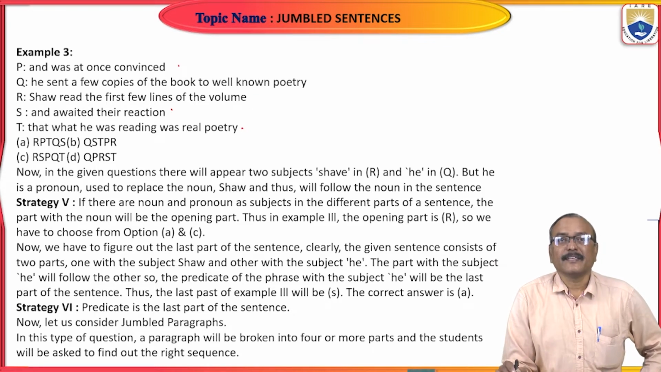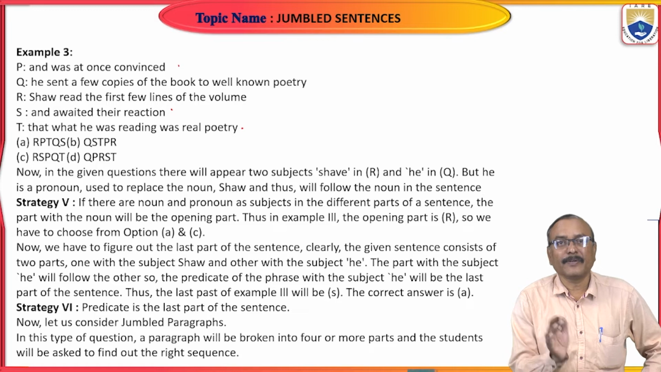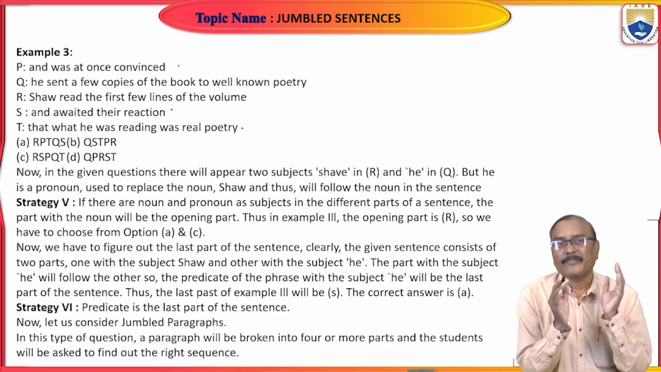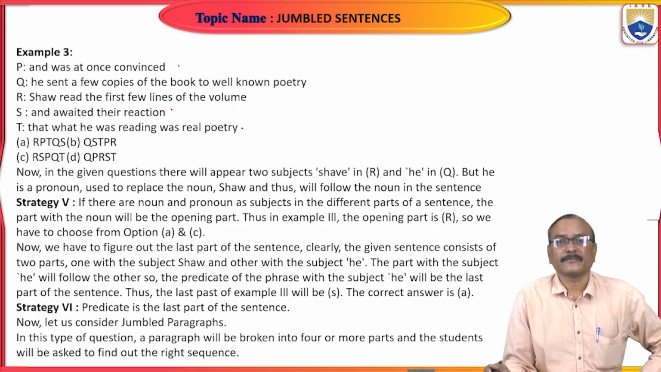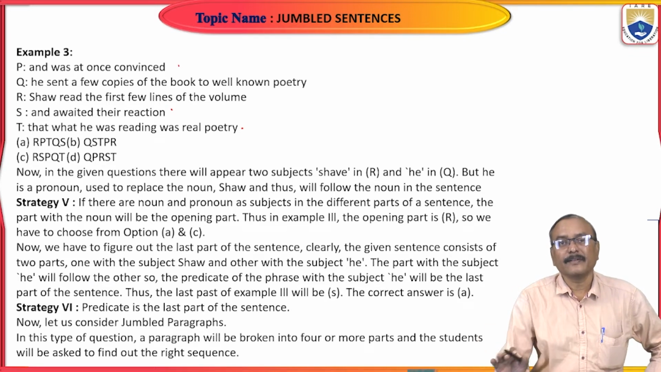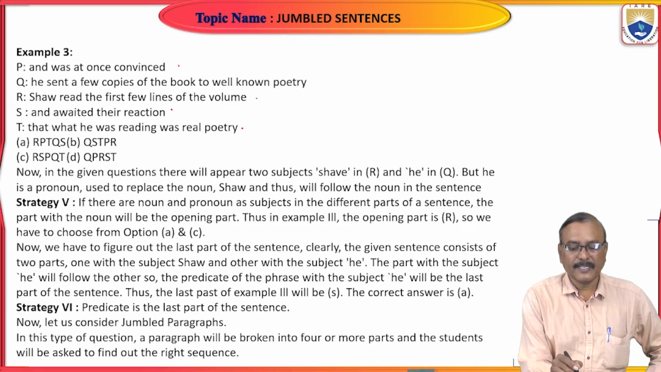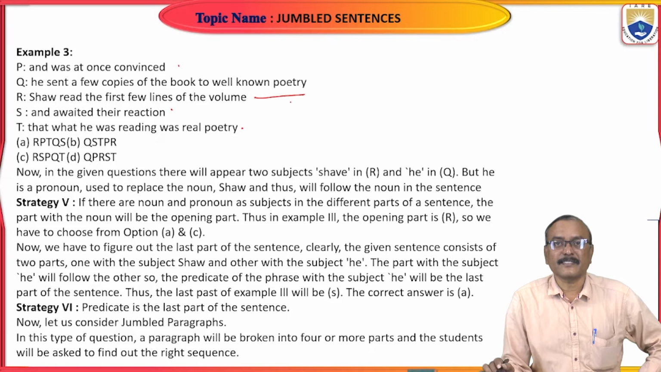Is it clear? So in Q a pronoun is there, and in R a noun is there. So between pronoun and noun here we should prefer noun. First we have to use the noun. Second time only we should go for pronoun. In the beginning we can't go for pronoun. Is it clear? So what is the first sentence? This one is the first sentence.